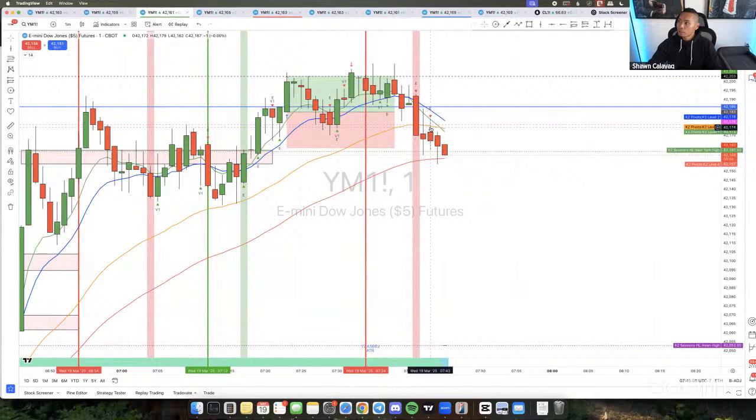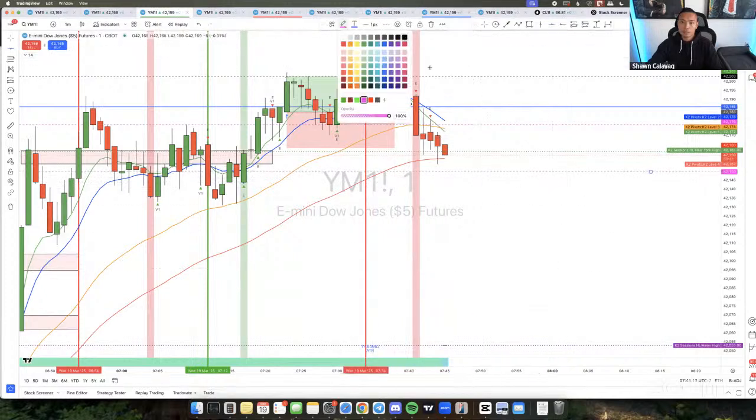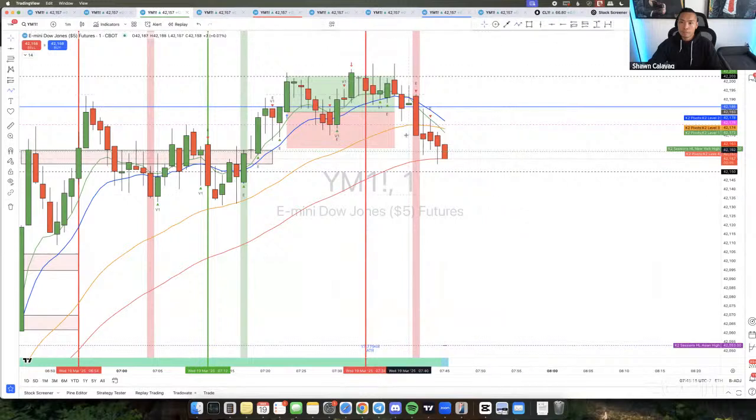Sam said he's looking for a buy below 42,150. So Sam is actually looking for a buy right here. Okay, that makes sense. Yeah, I could see this right here, Sam, because this could be a fake out, right? This could be a possible fake out from the sessions right here.